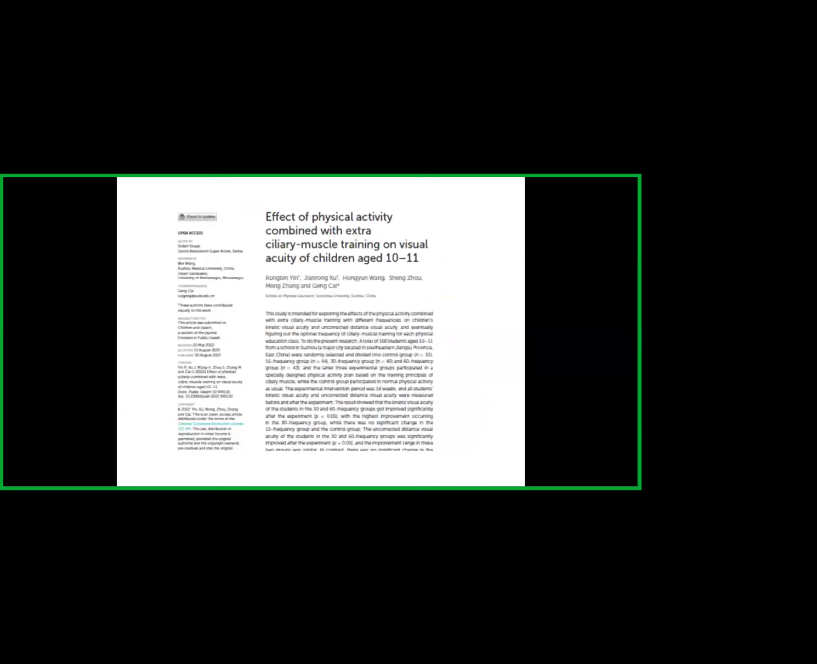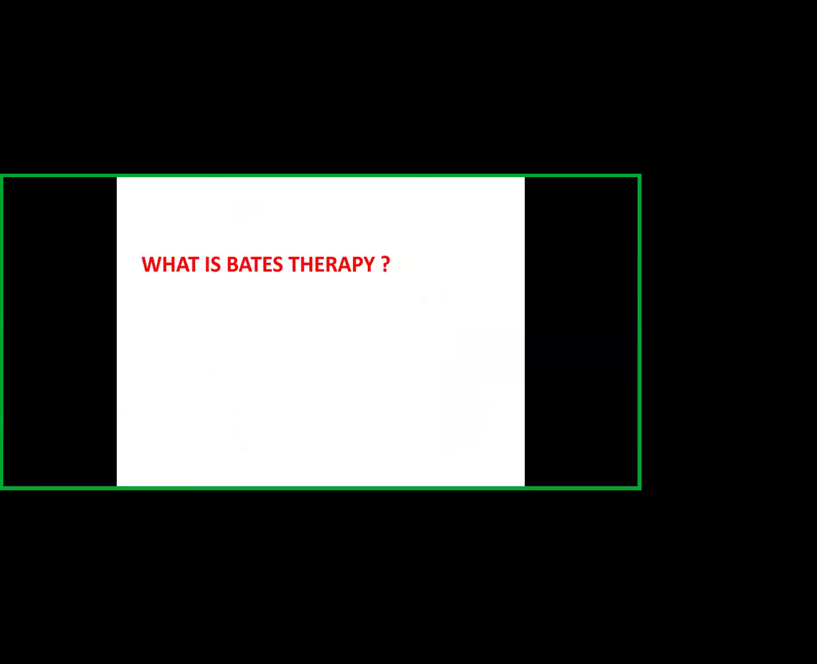The next article I want to introduce to you is Robin et al., the effect of physical activity combined with extra ciliary muscle training on visual acuity in children aged between 10 and 11. This is a physical activity combined with ciliary muscle training program. This is also a very interesting article. I can share this article if anyone wants. You can go through this.